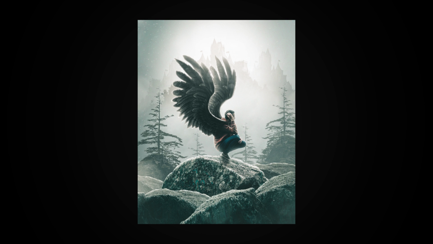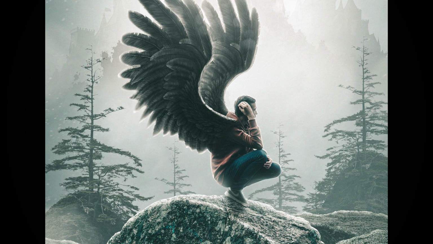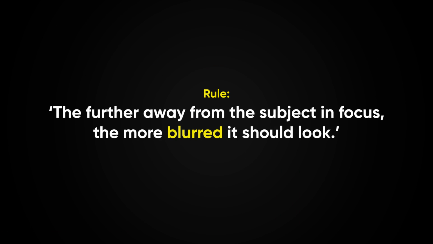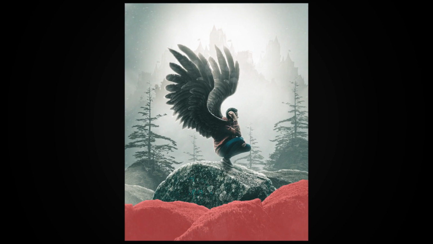So here's my first example document and there's no depth of field yet. First, I'm gonna determine what my main subject is. This is the part that won't be blurred. In this document is the winged boy. Everything in front of him and behind him should have a blur. And here's the first rule: the further away from the subject in focus, the more blurred it should look. We're gonna start with the foreground, these rocks.